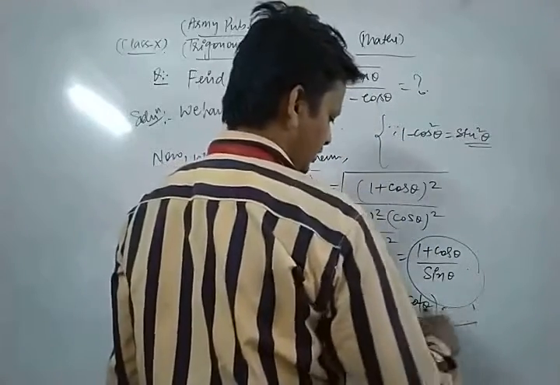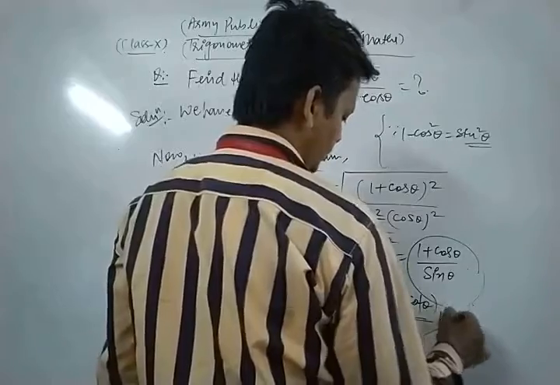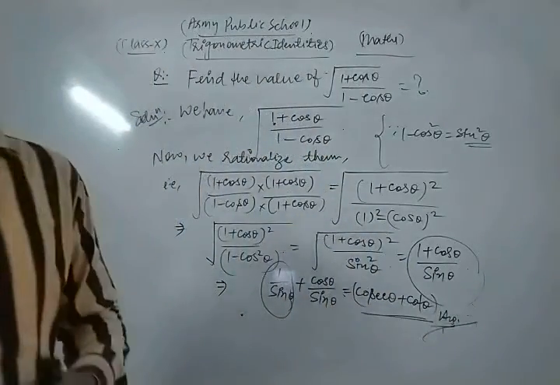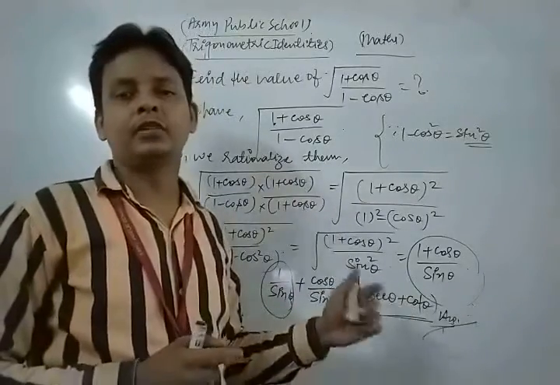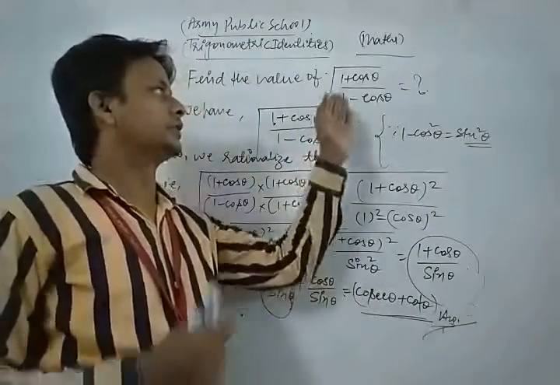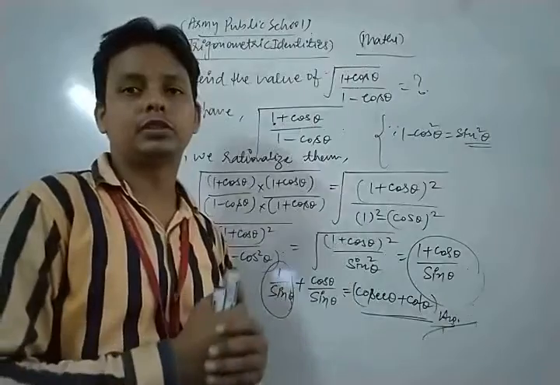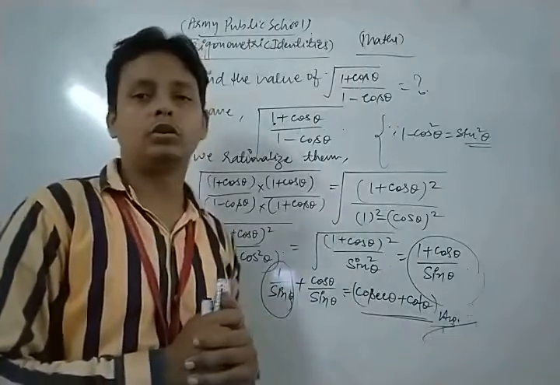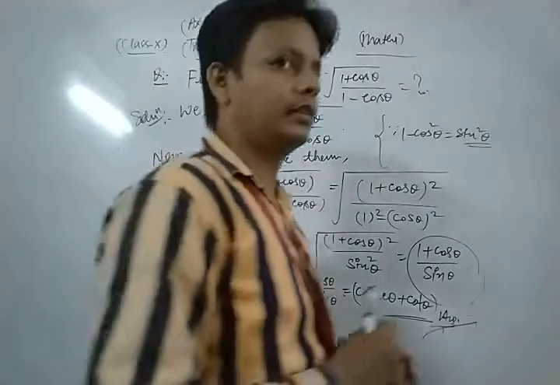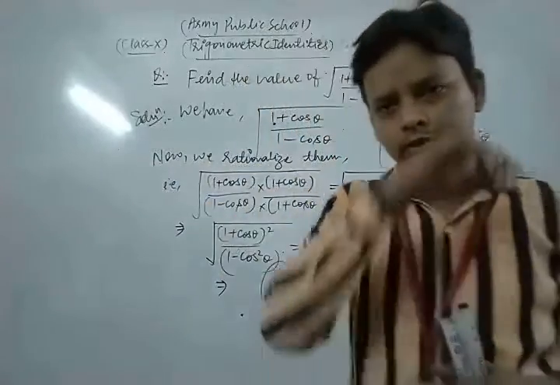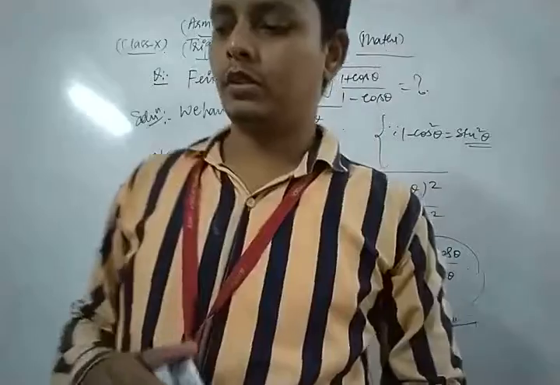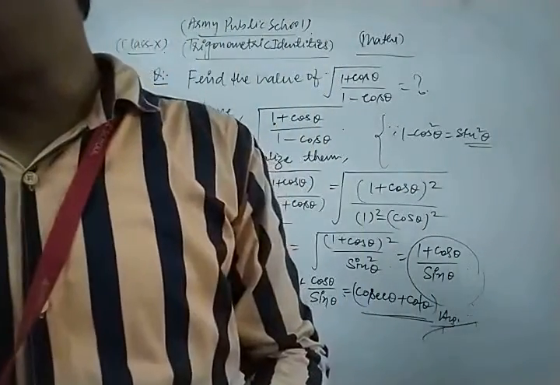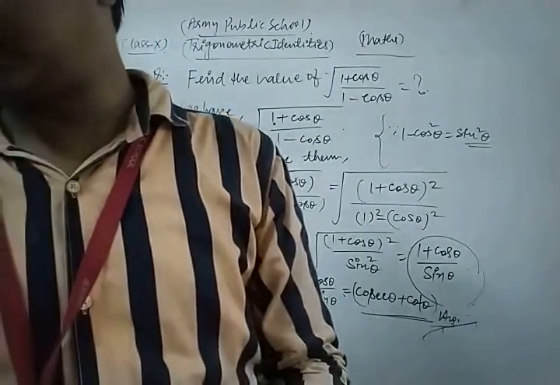Hence this is your required answer. In this way we simplify to cosec theta plus cot theta. This is the value of the expression square root of (1 plus cos theta) upon (1 minus cos theta). So in this way, dear students, you can solve this type of question. Now we take and solve some other important questions of your syllabus. Let's see.